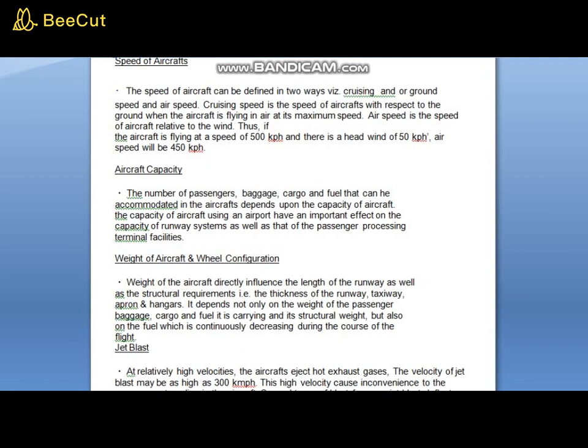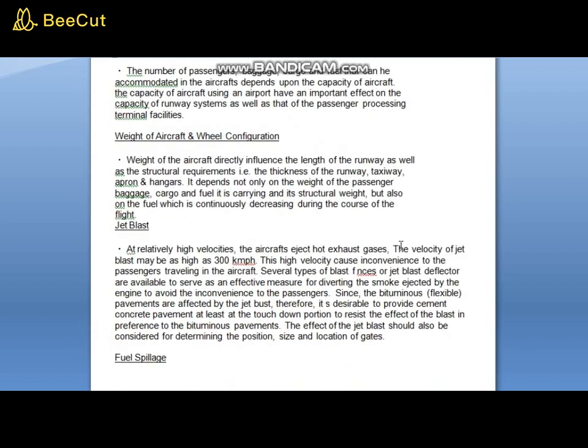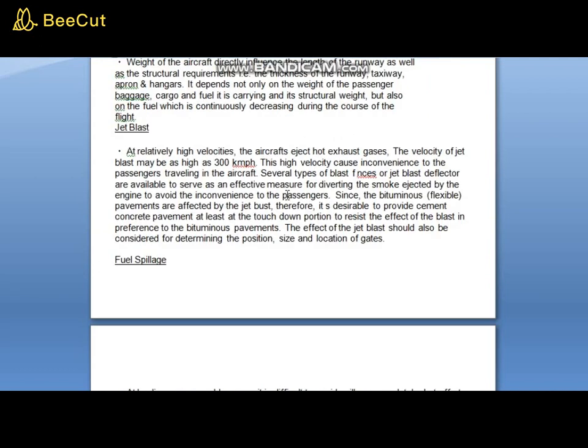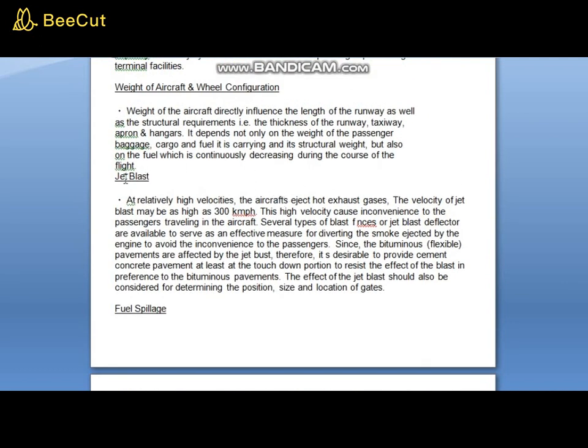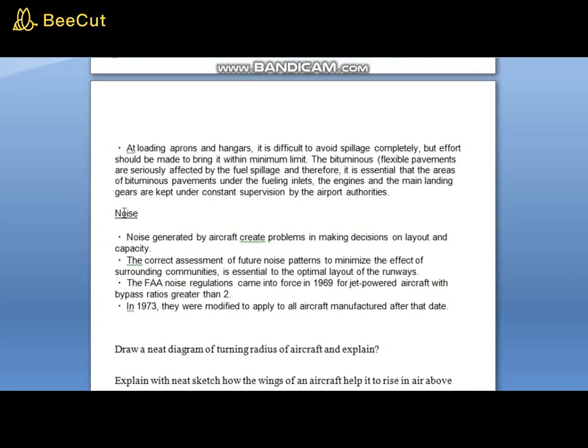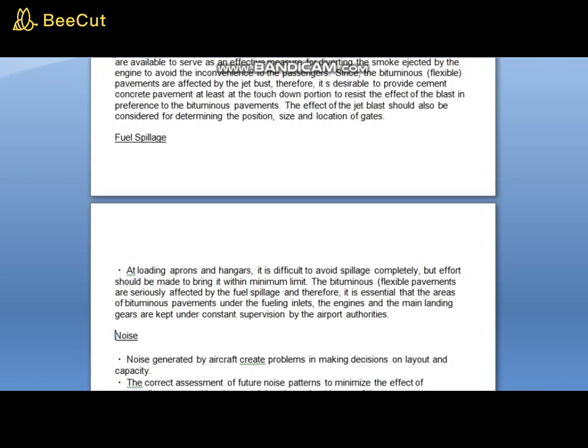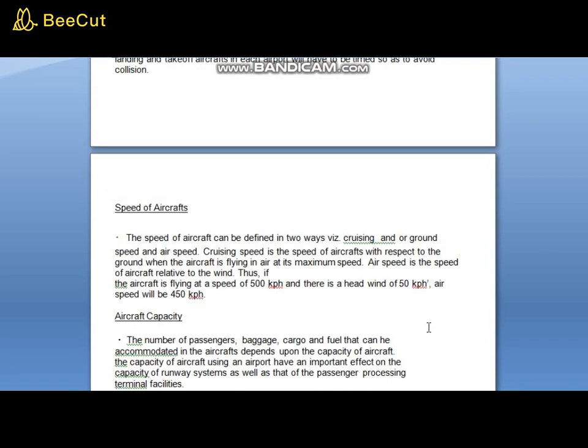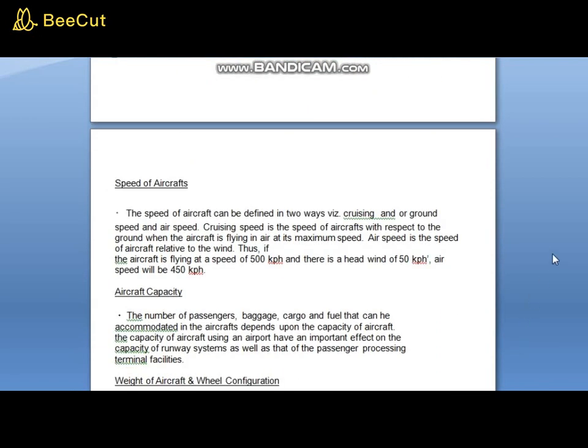Aircraft capacity. The number of passengers, baggage, cargo or fuel that can be accommodated in the aircraft depends upon the capacity of the aircraft. Weight of aircraft and wheel configuration. Jet blast, fuel spillage, noise. These are nothing but characteristics of an aircraft.